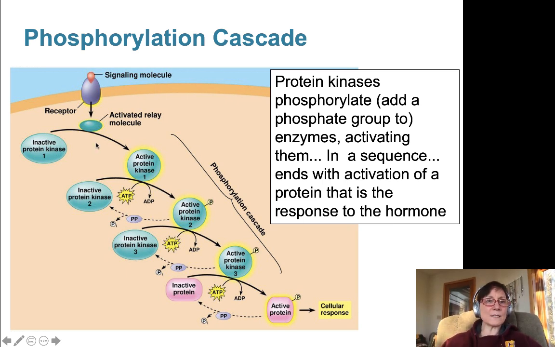Once this begins, it's going to take an inactive protein kinase, in this case, and activate it. That activated kinase is then going to activate another one, which is going to activate another one, which is then going to activate a protein, which is going to initiate a cellular response. Okay? So this is your phosphorylation cascade. And as you can see, it costs energy to do this. At each step, ATP must be burned in order for these protein kinases to get activated.